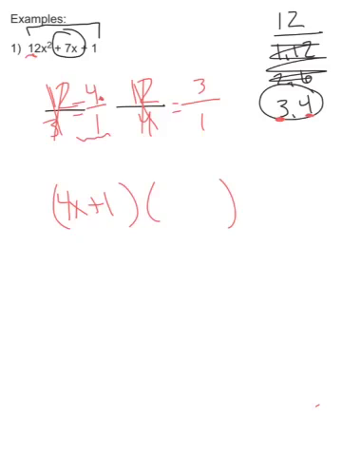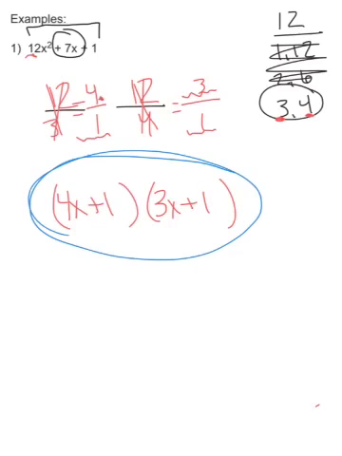Same thing on the second one. We're going to have the numerator, which is 3, as our first number, put an x with it. The bottom is the constant you're adding, which is plus 1. This will be our answer.